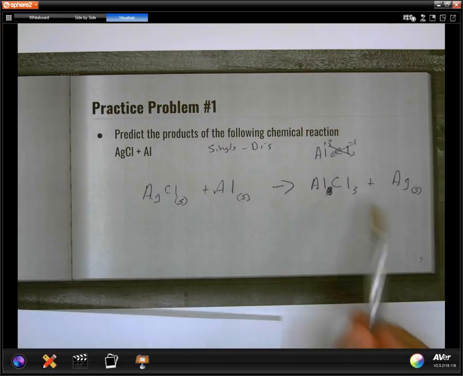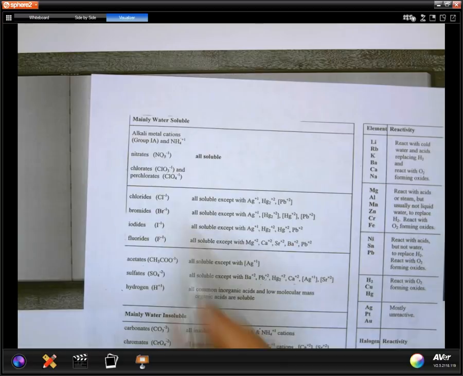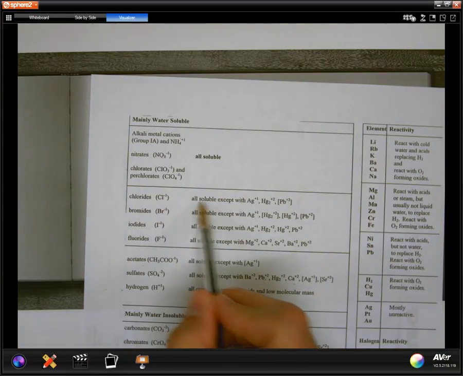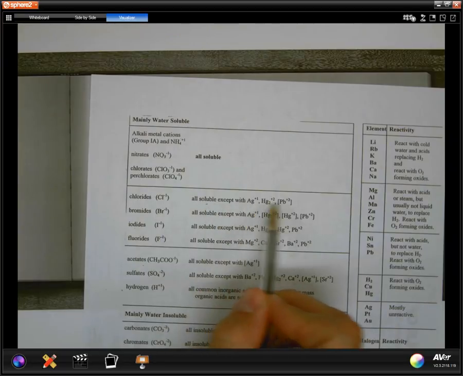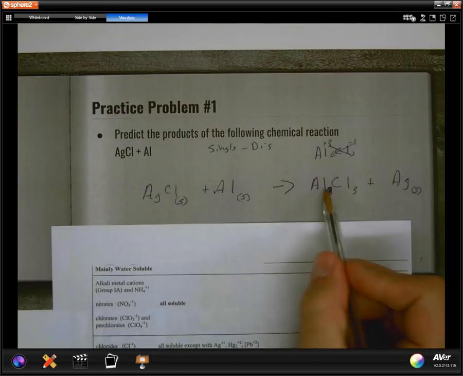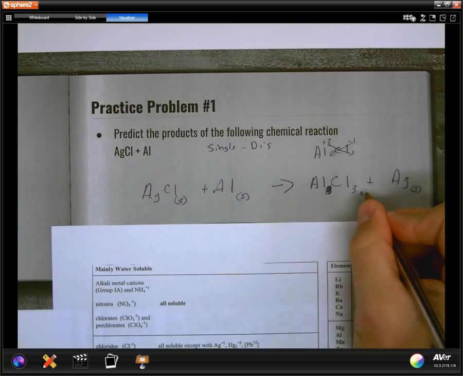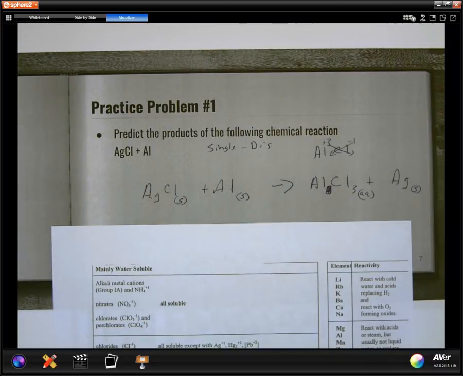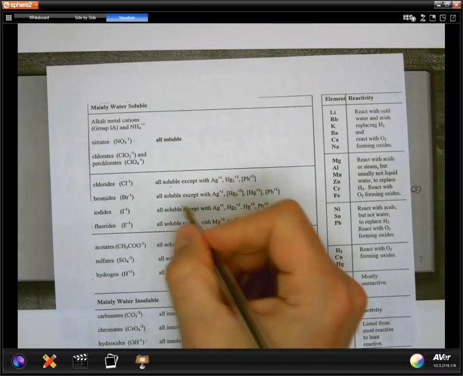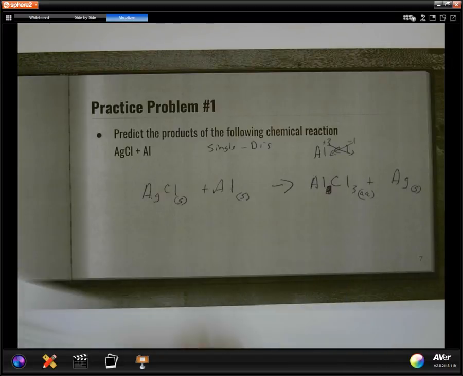Aluminum's a solid. And now over here, let's look at my aluminum chloride. Again, all will be soluble, all will be aqueous unless it has one of these three elements. Aluminum is not one of those three. So here we would write aq as aqueous. And that's how you use this sheet and this sheet. We'll practice more in class.